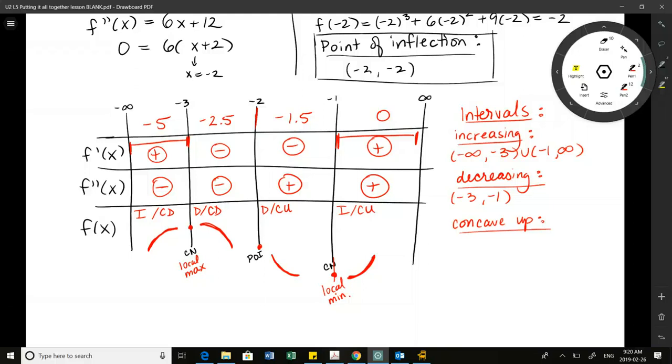But isn't a point of inflection a critical number? No, we would call critical numbers or critical points the area where the first derivative is equal to 0. Oh, so we just classify this as that? Yeah. Cool, thank you. Good question.